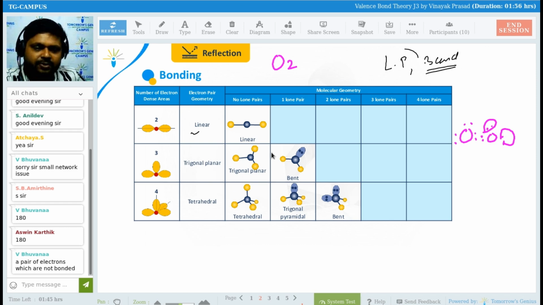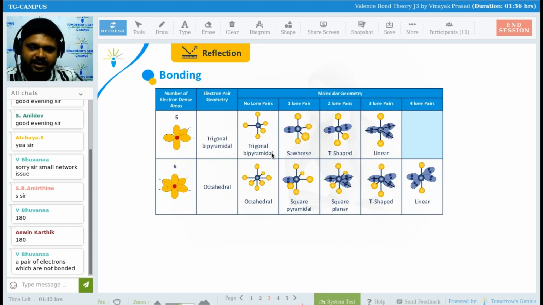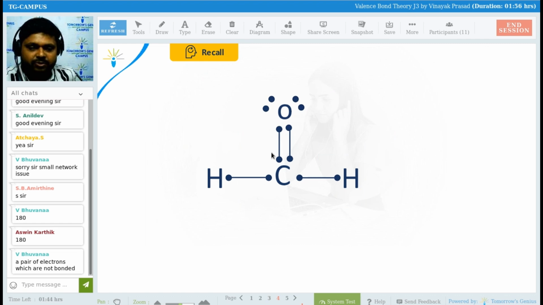So many structures are there. Trigonal planar is there. Tetrahedral is there. We will be seeing these things in our upcoming lectures, right? Trigonal bipyramidal is there. Octahedral is there. So how many lone pairs will be there? How many bond pairs will be there? What will be their shape and what will be their geometry? That we are going to see in today's class, right? So this is for the recall part. I hope this is well clear to you.